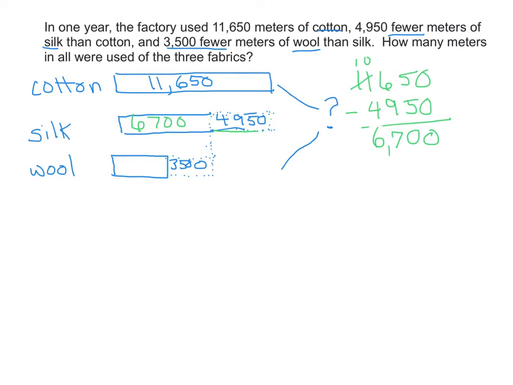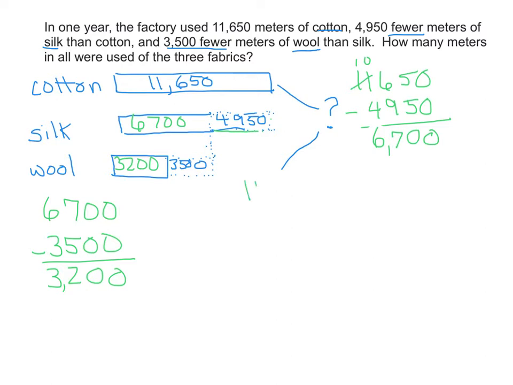Now this drawing shows me that if I need 3,500 more, I would have the same amount as the silk. So if I take the silk amount, 6,700, and subtract the 3,500, I would get the amount that I had for wool, which of course is 3,200. So it's 3,200 meters of wool.